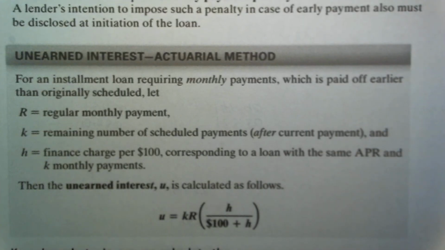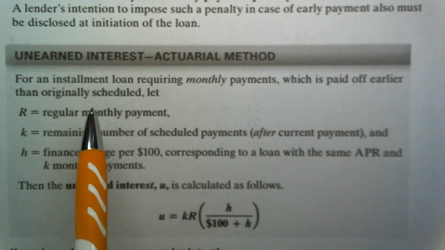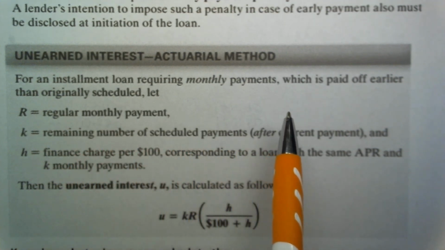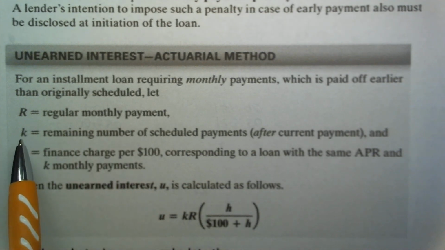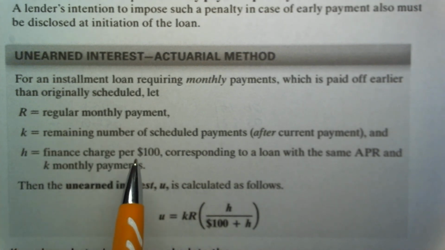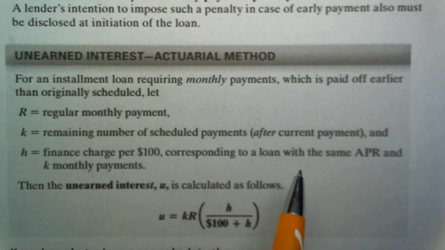Let's look at the actuarial method. Say you have an installment loan requiring monthly payments, and it's paid off earlier than originally scheduled. R is the regular monthly payment, K is the remaining number of scheduled payments after your current payment, and H is the finance charge per $100 corresponding to a loan with the same APR and K monthly payments. We already determined how to compute the finance charge per $100. Here is then the formula for the unearned interest: U equals K times R times H divided by 100 plus H.